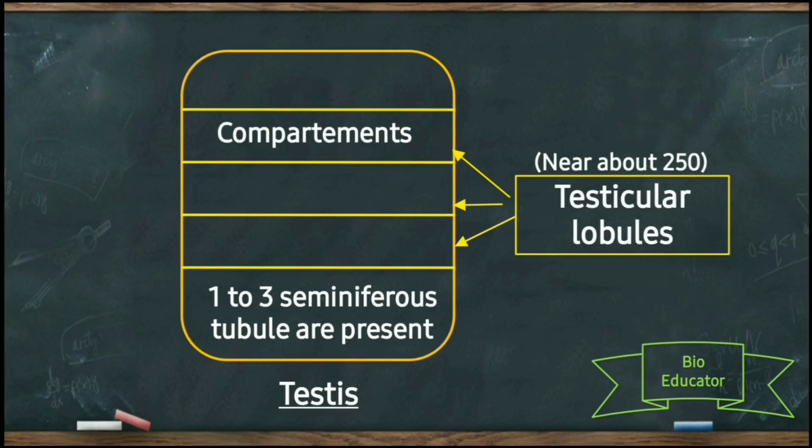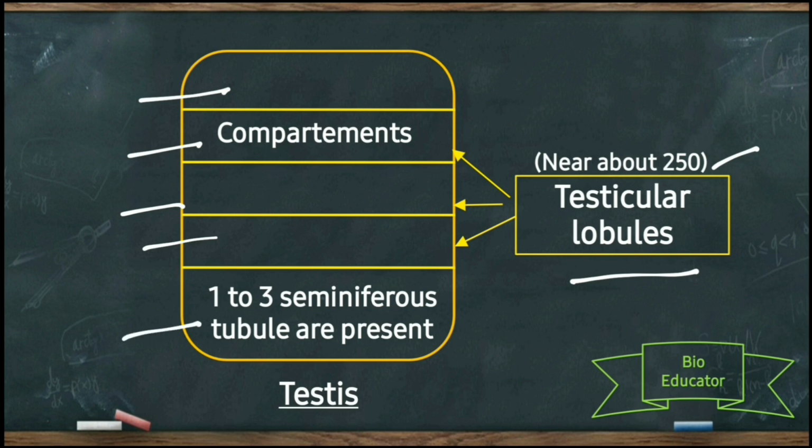After the coverings, when we enter into the testis, we see that it is divided into many compartments. These compartments are known as testicular lobules. Near about 250 lobules are present in each testis. Going inside a compartment, 1 to 3 seminiferous tubules are present.